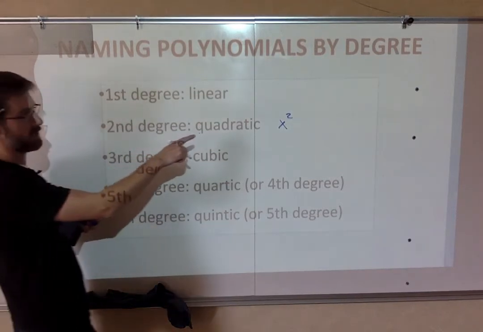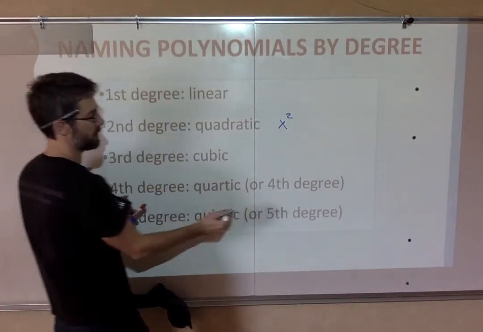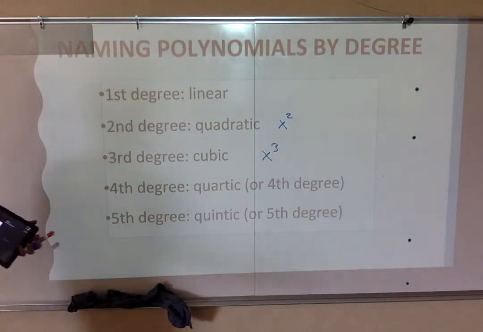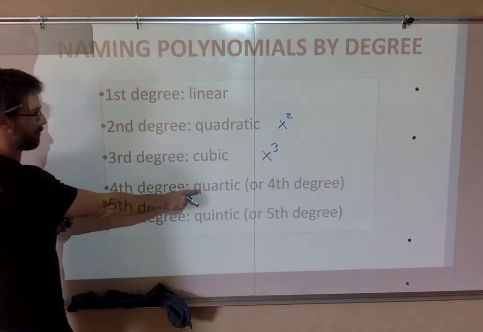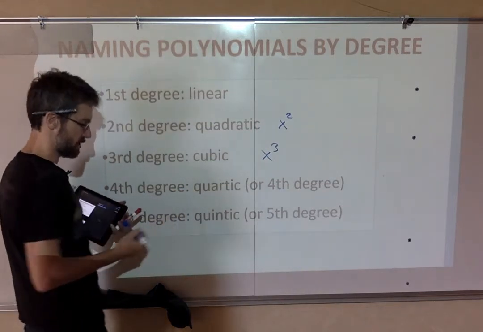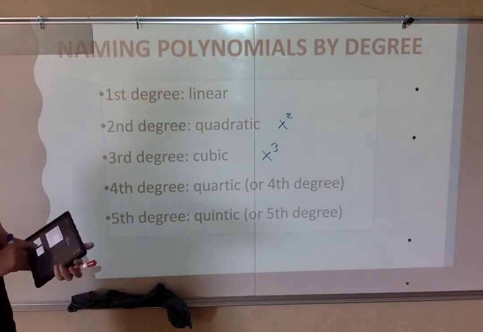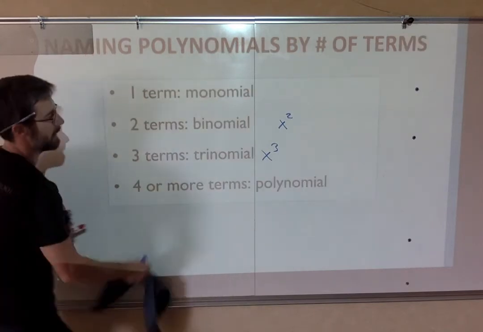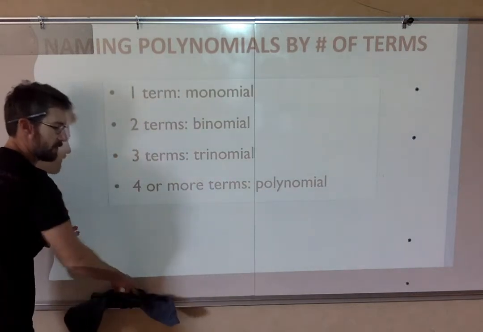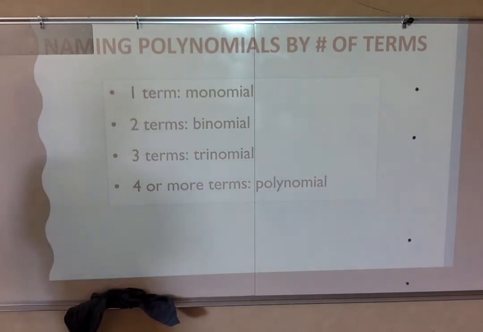Those are quadratic equations if it's x squared. Third degree, a cubic, right? Raising to the third power cubes something. Fourth degree is quartic, or you can just say fourth degree. Fifth degree is quintic, or you can just say fifth degree. So two ways to do it there. And anything higher than fifth degree, we're just going to say sixth degree, seventh degree, eighth degree, and so on and so forth. All right, then the number of terms.